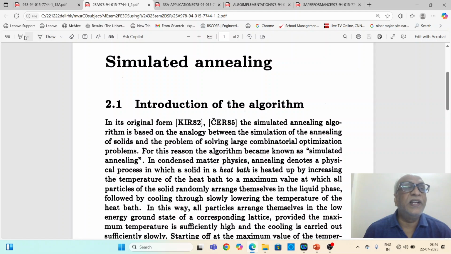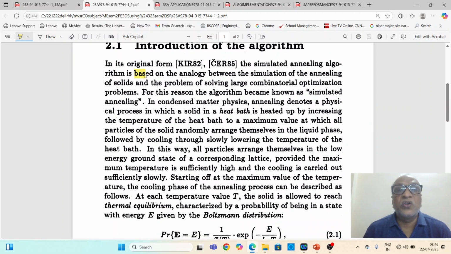Coming to simulated annealing. It is based on the analogy between the simulation of annealing of solids and the problem of solving large combinatorial optimization problems. In physics, annealing is a physical process in which a solid in a heat bath is heated up by increasing the temperature of the heat bath to a maximum value at which all particles of the solid randomly arrange themselves in the liquid phase, followed by cooling through slowly lowering the temperature of the heat bath.